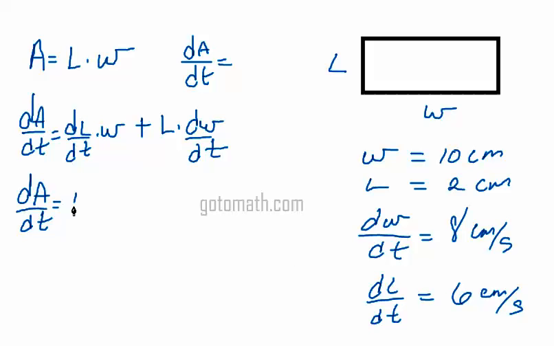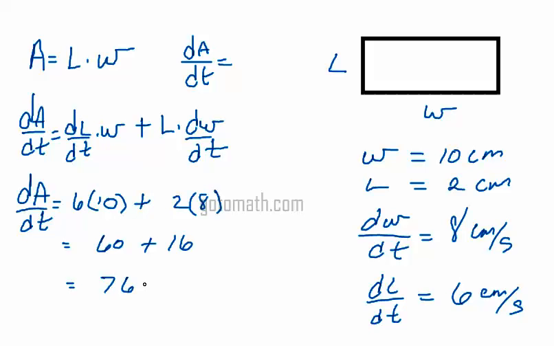I mean, that's that simple in this problem. So we have 6 times W, which is 10, plus L, which is 2, times dW over dt, which is 8. So what do we end up with? 60 plus 16, 76. Is that right? I feel like that's a small number for some reason. 76. Now it said rounded to 2 decimal places, so we're going to throw 2 zeros on this. Now remember, our units would be centimeters squared per second. Of course, I'll rewrite dA over dt here. So we had 6 times 10 is 60, 2 times 8 is 16, 60 plus 16, 76 centimeters squared per second.